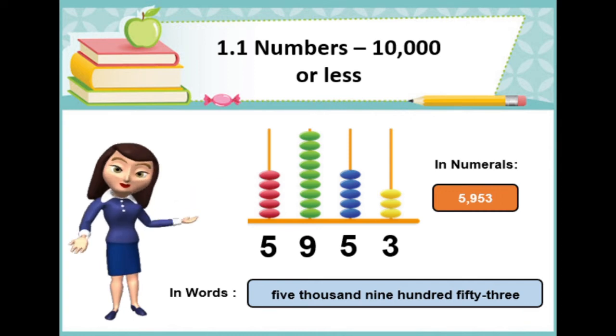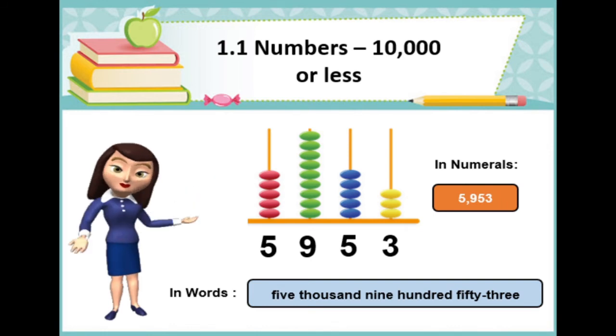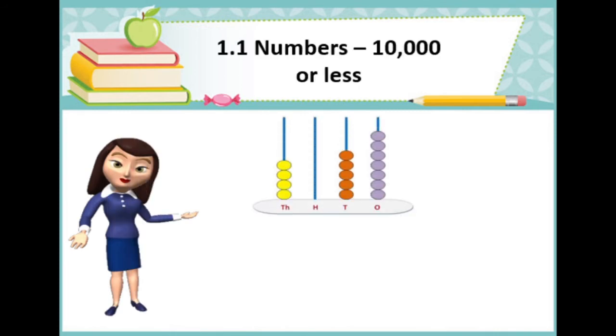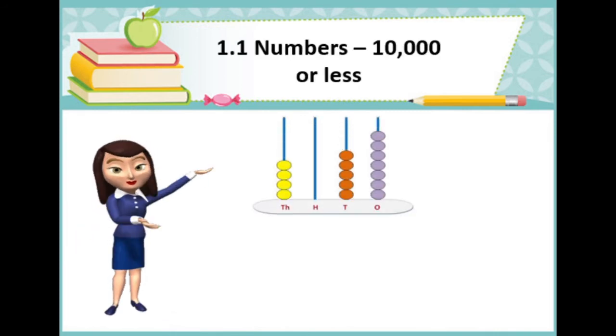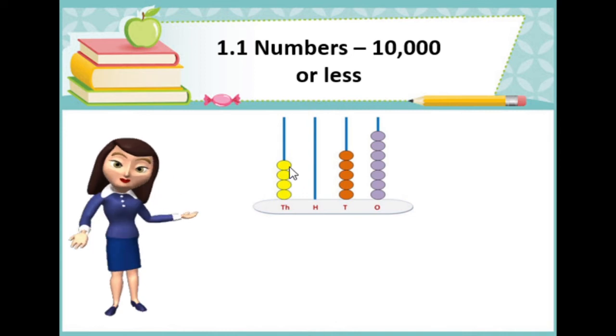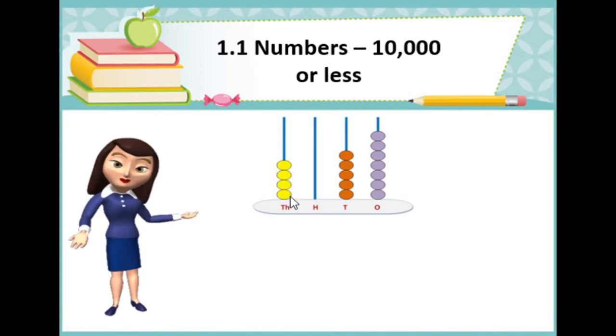Is it easy or difficult? Let's have more examples. What if our abacus looks like this? Let's count how many beads are in the thousands place. 1, 2, 3, 4.